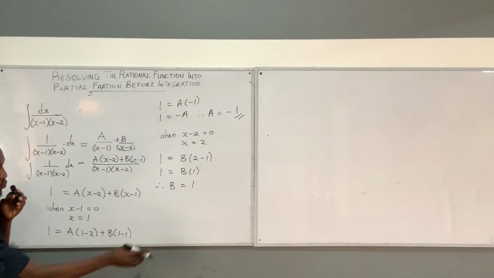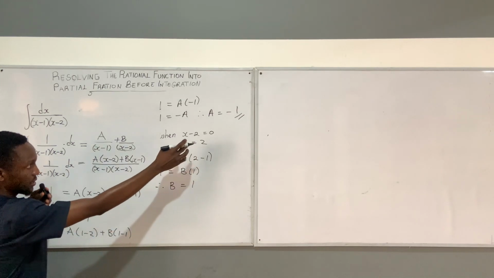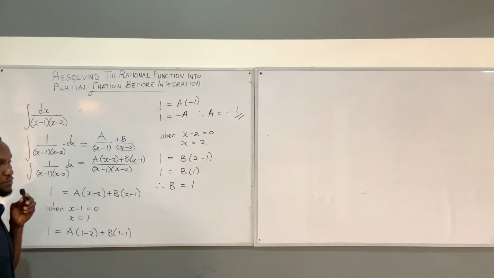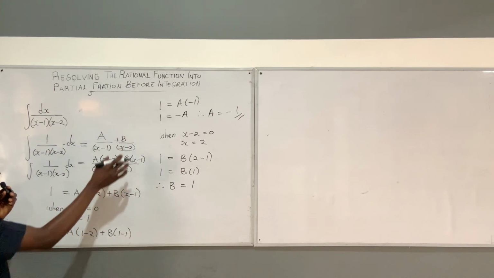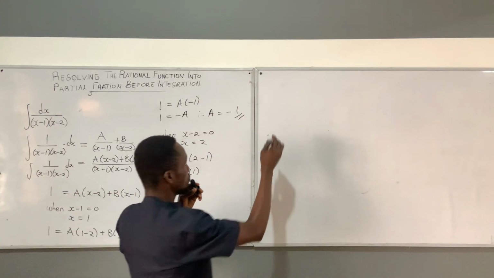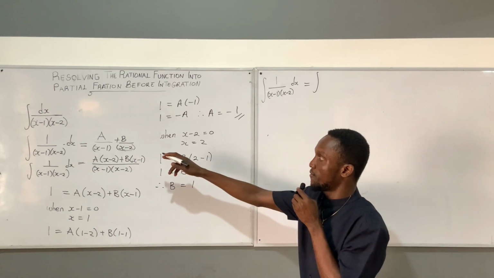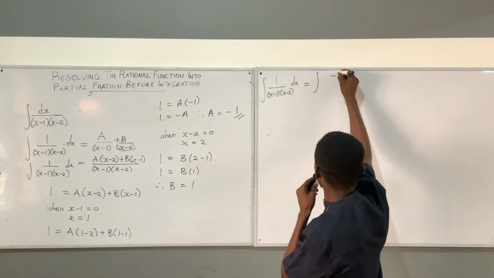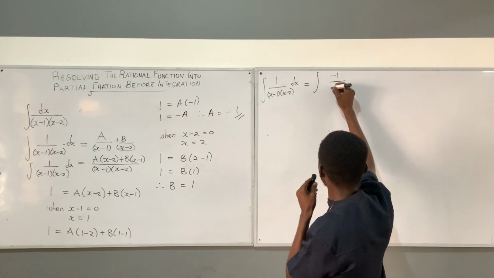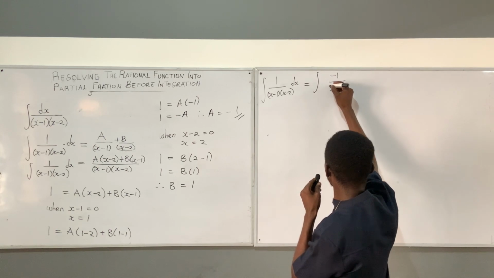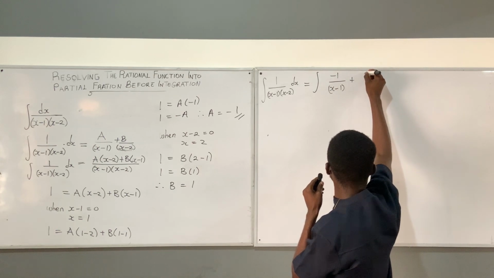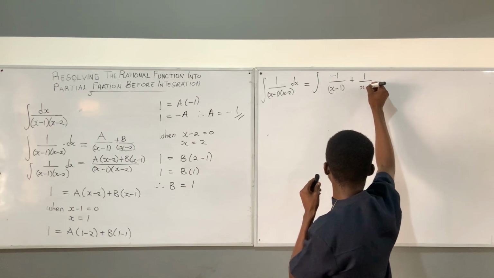So now, we know that the value of A is negative 1, and the value of B is positive 1. Let us substitute the result here. So we rewrite our equation. Wherever we see A, we put negative 1 divided by x minus 1, plus B, which is 1 divided by x minus 2.